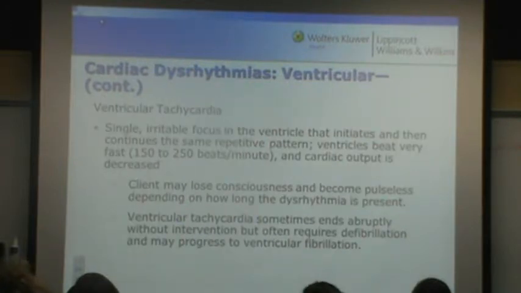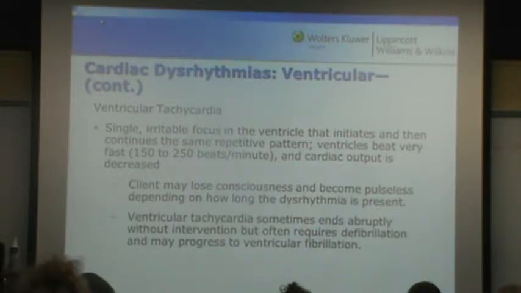All right, VTAC. This one is kind of unique in that with VTAC, it can be a perfusing rhythm or a non-perfusing rhythm. And what I mean by that is they may have a pulse with this, or they may not have a pulse with this. Okay?